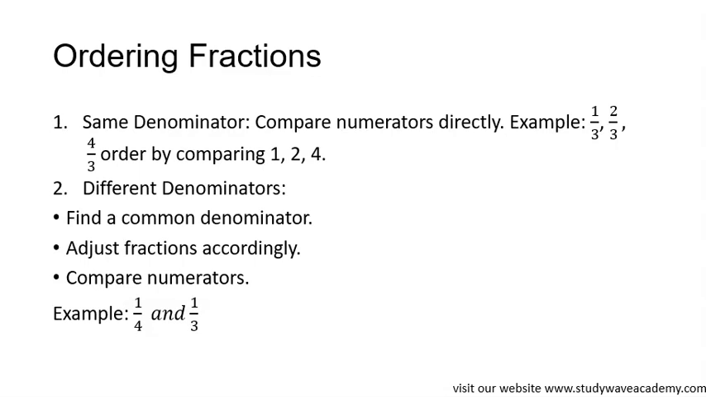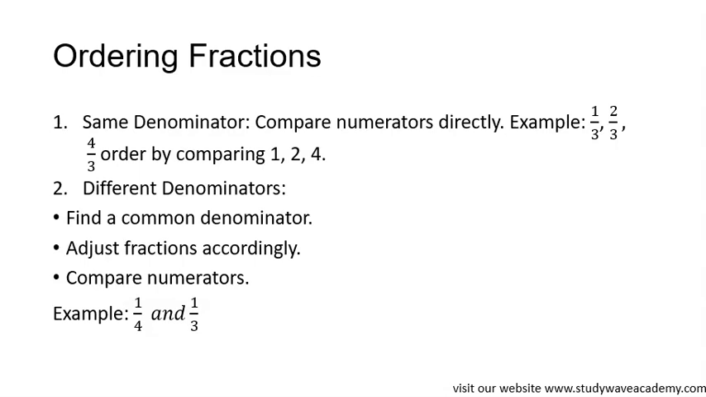So we have ordering same denominators and different denominators. First, the same denominators. Compare numerators directly. When ordering fractions and the denominators are the same, you compare the top numbers of the fraction, which is the numerator, okay?